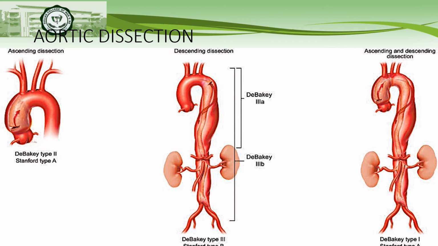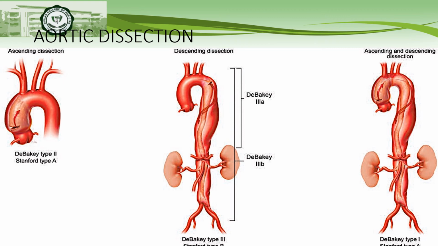So, start with Stanford A. Stanford A is all dissections involving the ascending aorta regardless of the site of origin. So this is Stanford A. This one is also Stanford A, even if it involves the descending aorta, because the ascending is involved. Stanford B is all dissections not involving the ascending aorta. So all descending, Stanford B automatic.